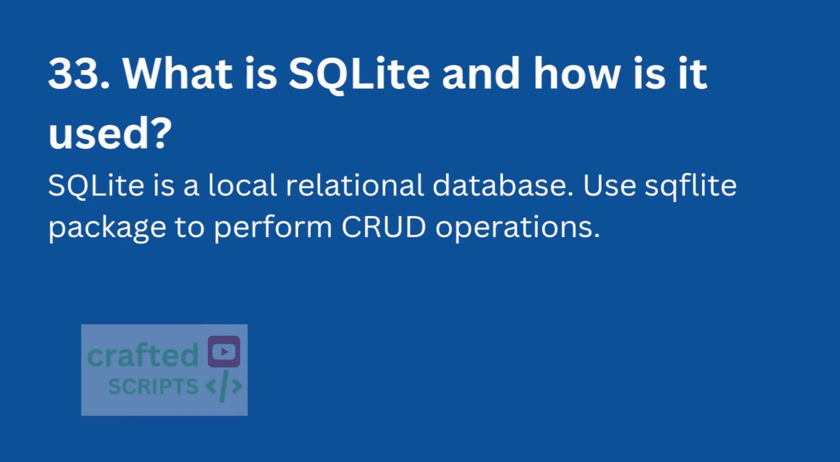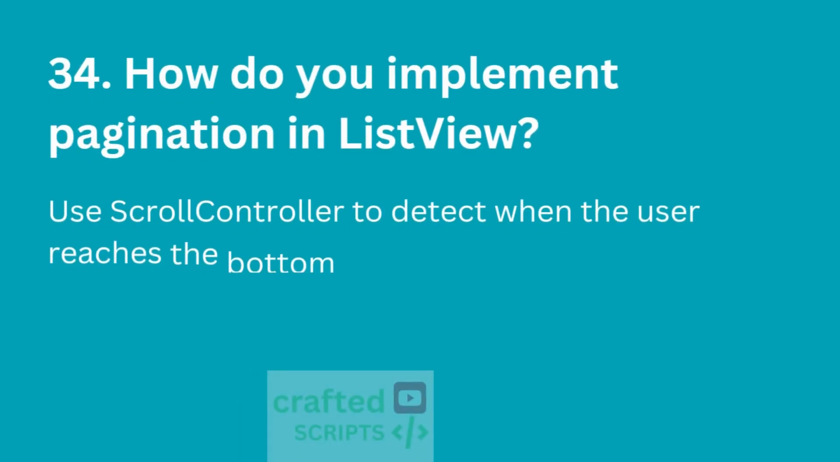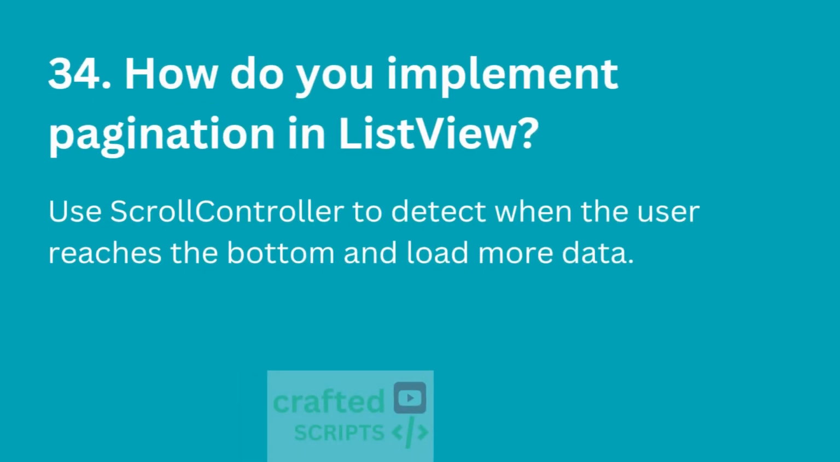SQLite is a local relational database. Use SQFlite package to perform CRUD operations. Question number 34. How do you implement pagination in list view? Use scroll controller to detect when the user reaches the bottom and load more data.